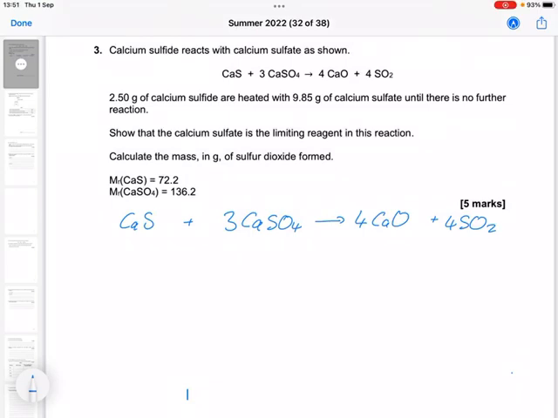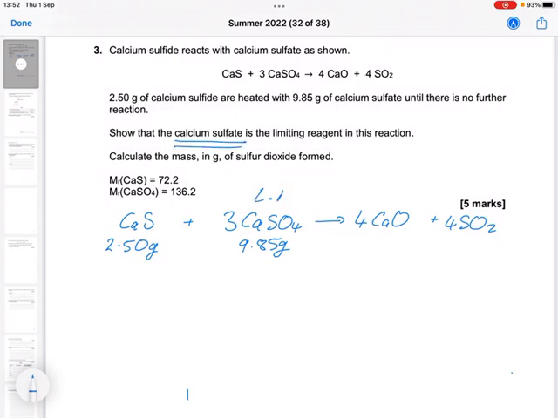Okay, with this question, calcium sulfide reacts with calcium sulfate as shown. I've written the equation underneath because I've pre-read the question and I just want to make sure that you know how to work out the limiting reagent. So what we're told here is 2.5 grams of calcium sulfide is heated with 9.85 grams of calcium sulfate until there is no further reaction. Show that the calcium sulfate is the limiting reagent.